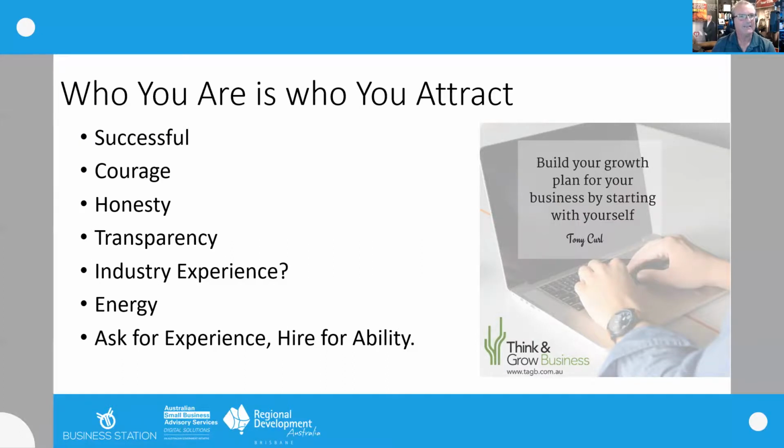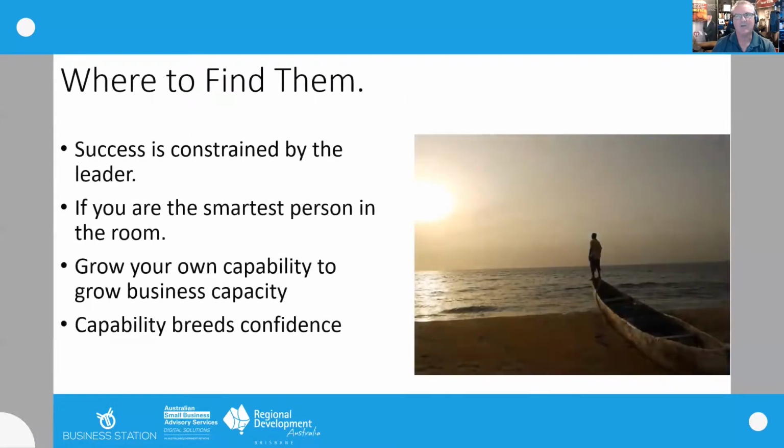And once again, we go into that whole concept that who you are will either constrain you or you'll embrace growth. If you are the smartest person in the room, you are in the wrong room. It's a concept of growing your own capability to grow your capacity. And all of this will help you continue to build trust.